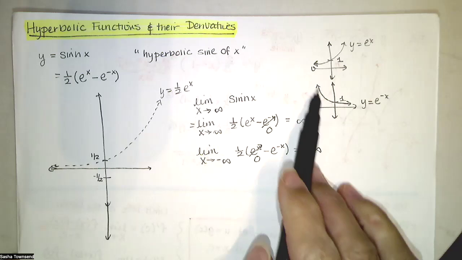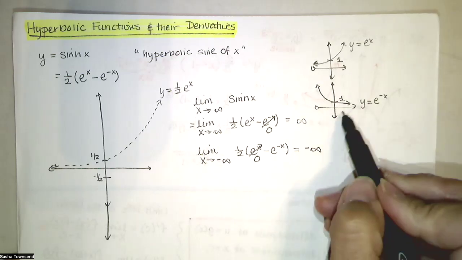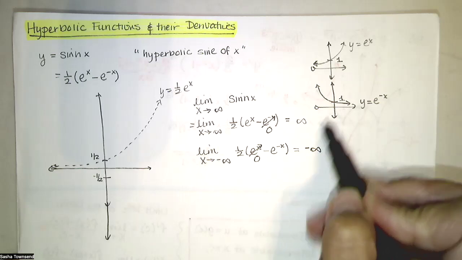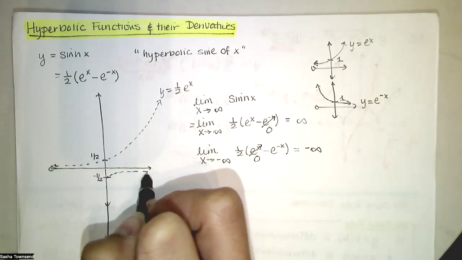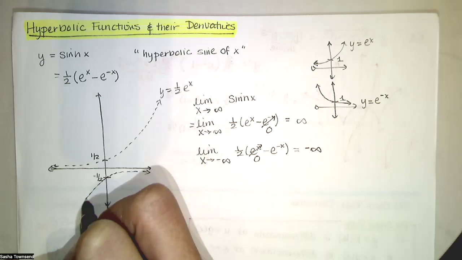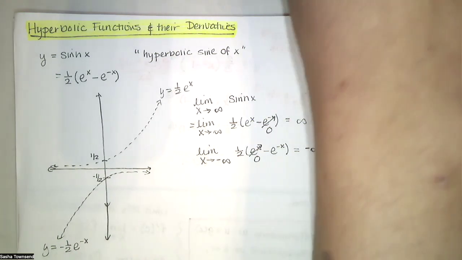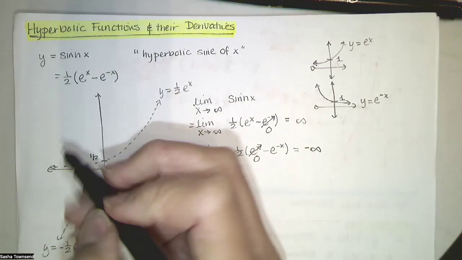So we're going to take this function and multiply it by negative 1/2. So that's going to flip it. It's going to reflect it across the x-axis, and it's going to make it half as tall. So what we're going to see is a graph that looks something like this. This is y equals negative 1/2 e to the negative x. The hyperbolic sine function gets very close to both of those curves.